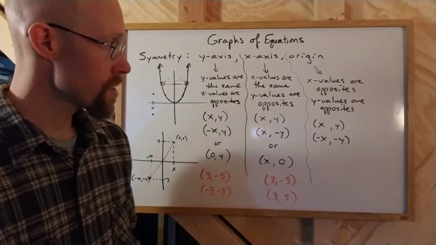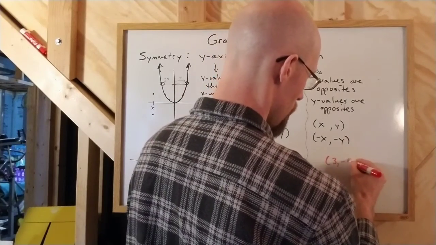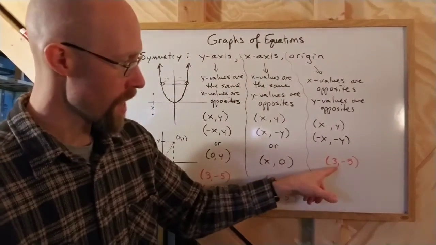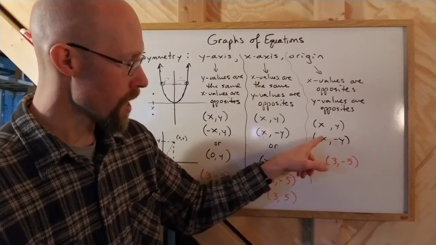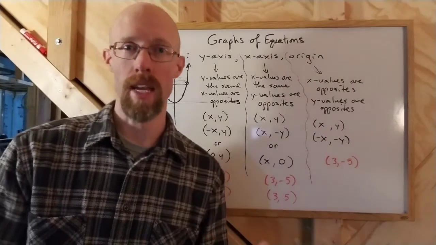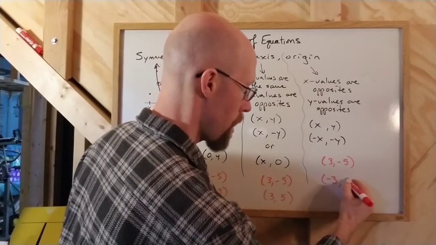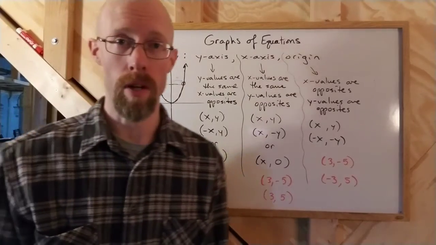Then you have the origin symmetry. Again, we'll start with the same point at 3, -5. And again, if that's x and y, then you change the sign, make it -3 and +5, right? You apply a negative to both of those. So we'd have -3, +5 would be the other point on the graph.